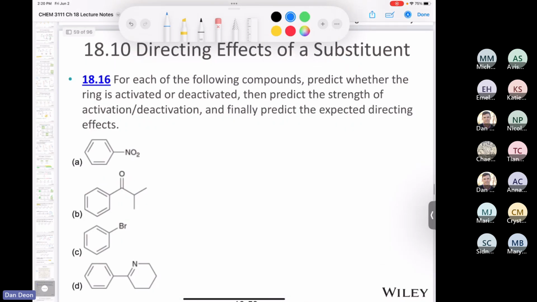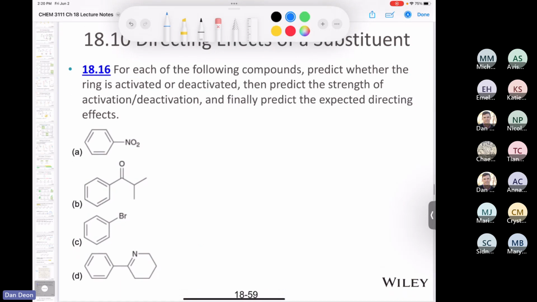Okay, so let's get into some of that. Let's try applying the table here. And I'll ask you guys some questions. I realized that for the last 45 minutes or so, I didn't ask you many questions because there's just so much content to get through. So let me ask you a few questions here. It says for each of these compounds, predict whether the ring is activated or deactivated, then predict the strength. Is it moderate, weak, strong? And then finally predict the expected directing effects. Boy, all kinds of stuff here.